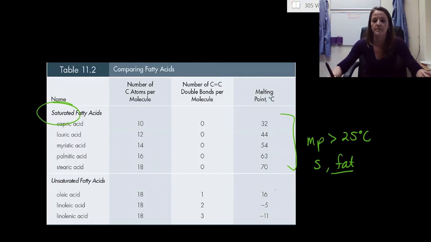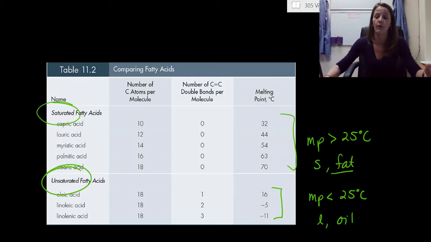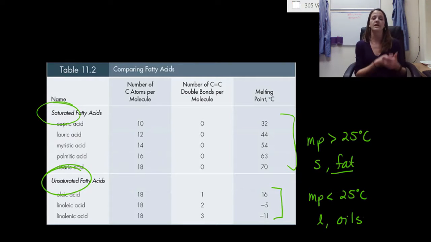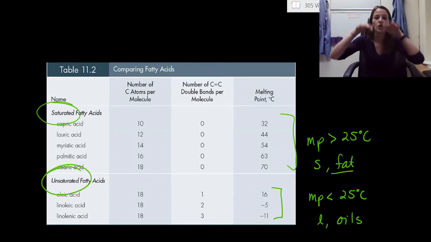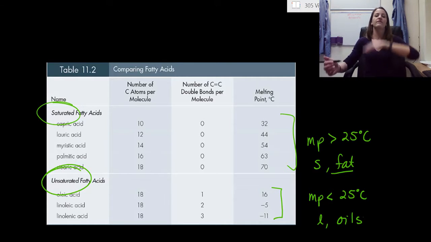However, if you look at something that is considered to be an unsaturated fatty acid, these have melting points that are less than 25 degrees Celsius. So they are usually liquids at room temperature, so they're oils. So how do we distinguish a fat from an oil? If you're physically using your eyes on the macroscopic level, if it is solid at room temperature, it's a fat. If it's a liquid at room temperature, it's an oil.